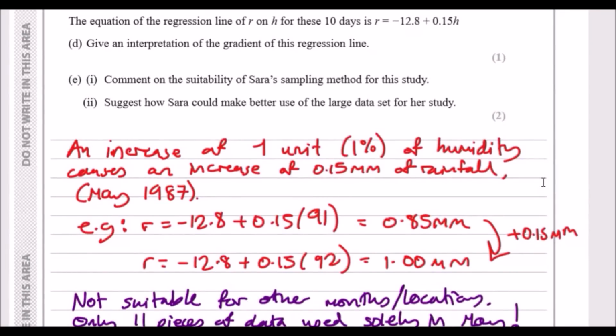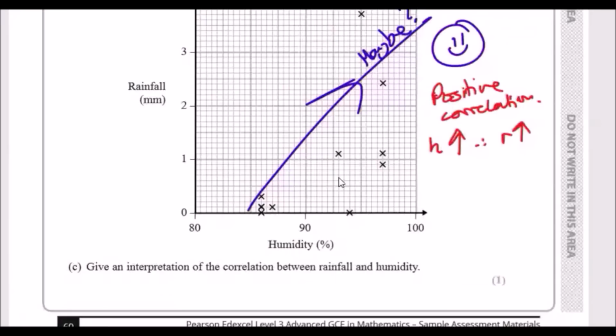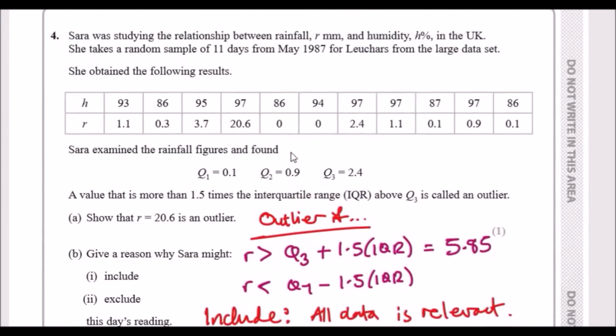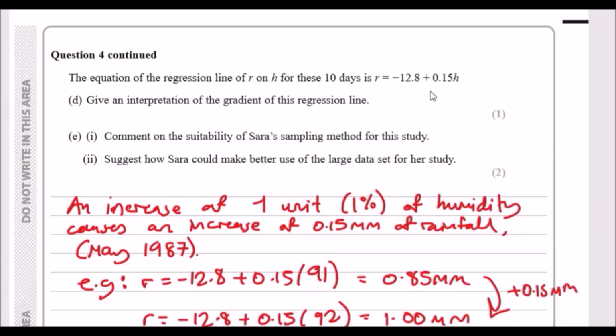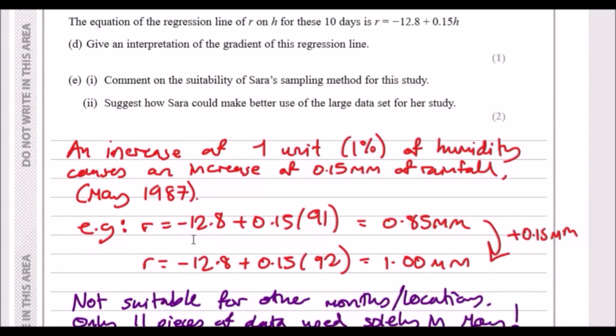So here is an example answer. An increase of 1 unit or 1% of humidity causes an increase of 0.15 millimeters of rainfall in this specific calendar. So it's good to specify where. This is only specific to May 1987 because that's the data set we have. Of course, she only took a random sample of days from May. If you took the whole year, then this would obviously not apply. And yes, I should have said May 1987 for Luchars. So that's what you should do. And yeah, I gave an example.